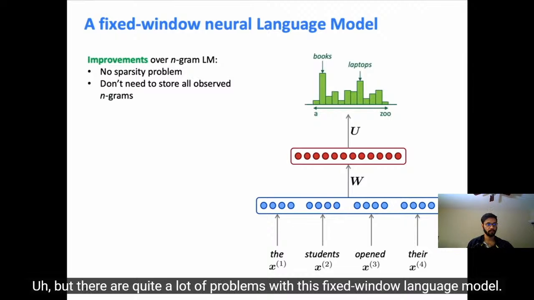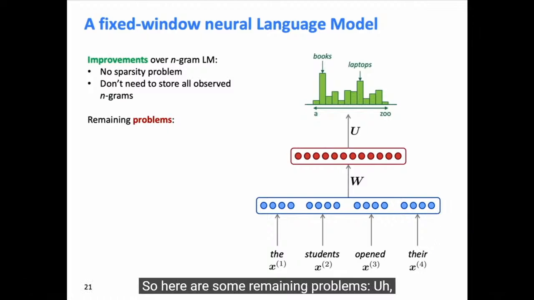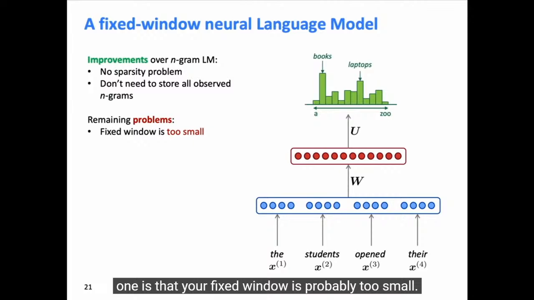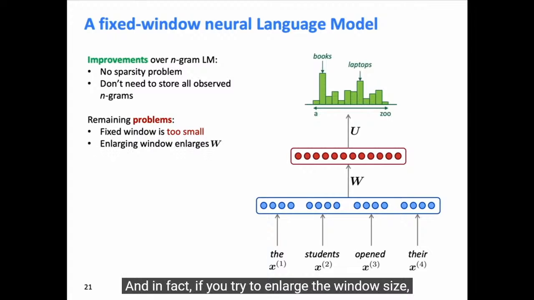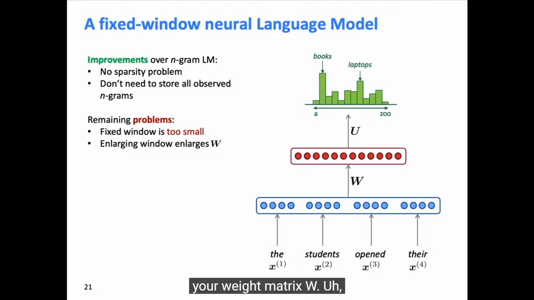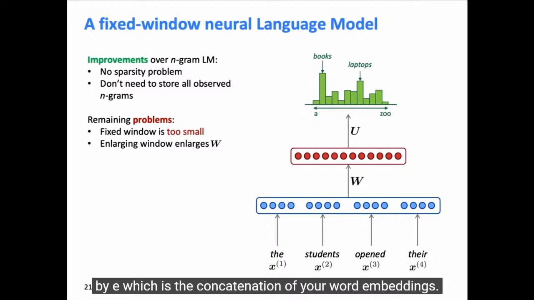But there are quite a lot of problems with this fixed window language model. Here are some remaining problems. One is that your fixed window is probably too small. No matter how big you make your fixed window, you're probably going to be losing some kind of useful context that you would want to use sometimes. And in fact, if you try to enlarge the window size, then you also have to enlarge the size of your weight matrix W. The width of W, because you're multiplying it by e, which is the concatenation of your word embeddings, grows as you increase the size of your window.